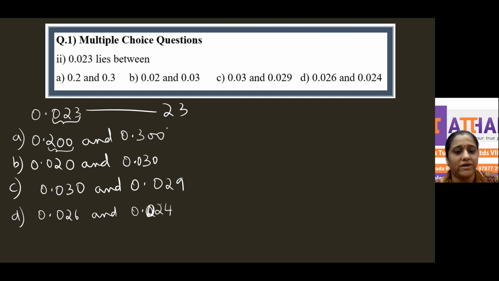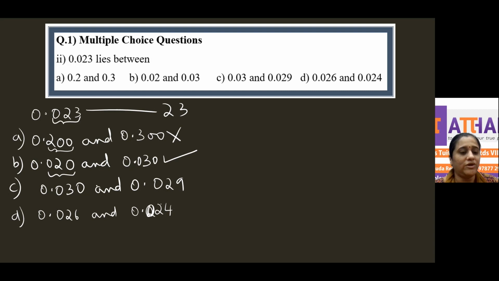No, this is not right. Simply read this number. What is this? 020. Don't see before the decimal point, see after the decimal point. 030 is 30. Is 23 between 20 and 30? Yeah, it is between 20 and 30. We'll see the others also.